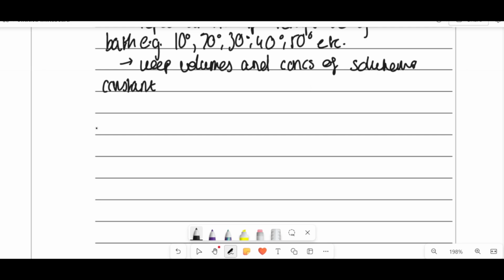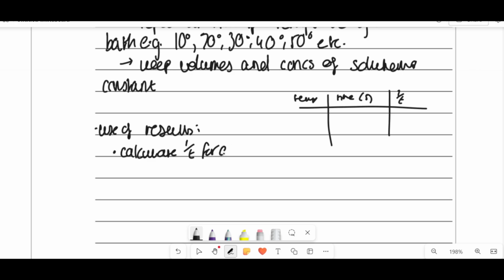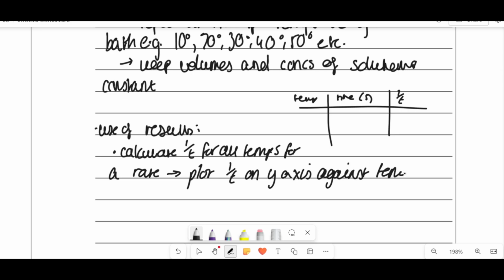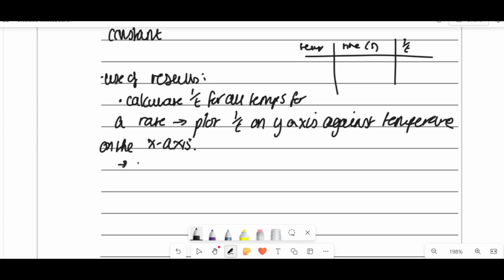So now that we've got that, let's talk about how we'd actually use our results. So at this point, you'll have a table, I'm hoping anyway, with temperature and time taken in seconds. This isn't a rate though, that's just the time it takes. A rate is the change in something over time, but we don't have that something. We can't really measure the amount of the cross disappearing. So whenever you have a time like this, you do 1 over t to get a rate in a general sense. So we calculate 1 over t for all temperatures, for a rate. Then we plot 1 over t on the y-axis against temperature on the x-axis, and then draw a smooth line of best fit.